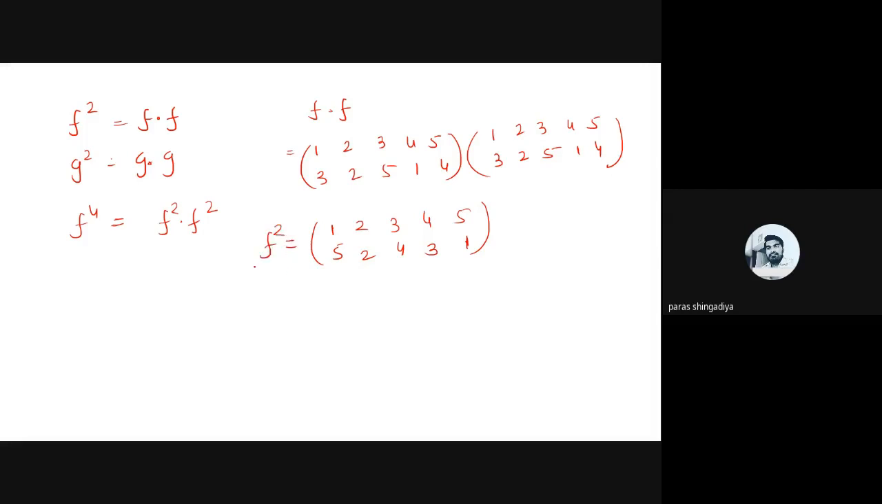That is F square. And now we require F raised to 4, okay? So again, the product F square dot F square, clear? F square dot F square, that is F square here, and again multiply it with F square itself. So this way we can find F cube, F raised to 4, F raised to 5, and so on. Okay. So this is called permutation product.